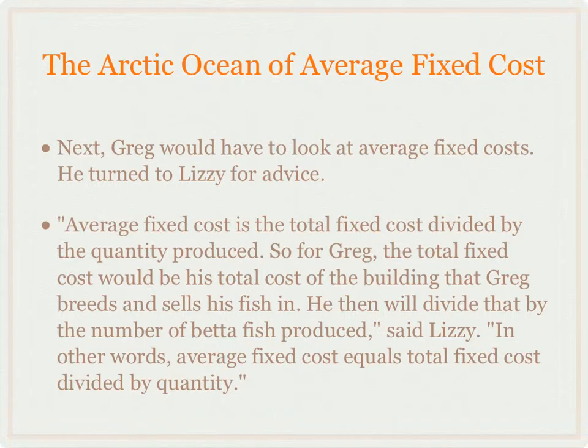Next, Greg would have to look at average fixed cost. He turned to Lizzie for advice. Average fixed cost is the total fixed cost divided by the quantity produced. So for Greg, the total fixed cost would be his total cost of the building that Greg breeds and sells his fish in. Then he would divide that by the number of betta fish produced, said Lizzie. In other words, average fixed cost equals the total fixed cost divided by the quantity.